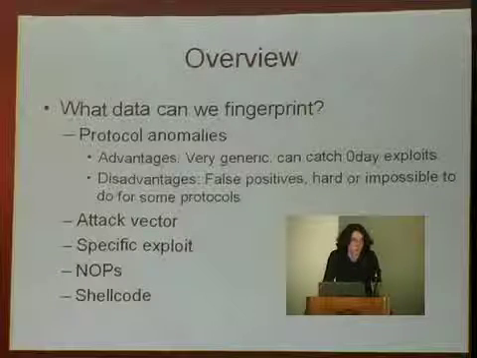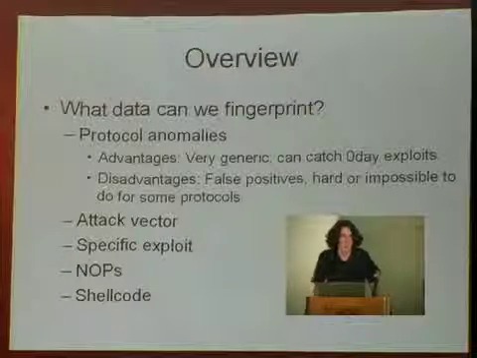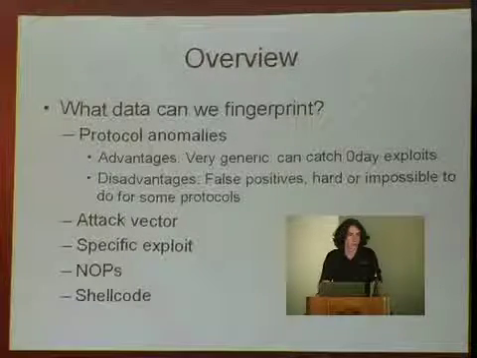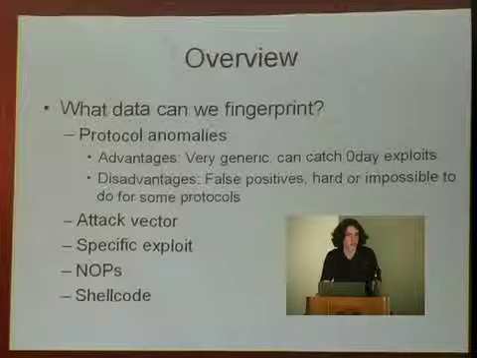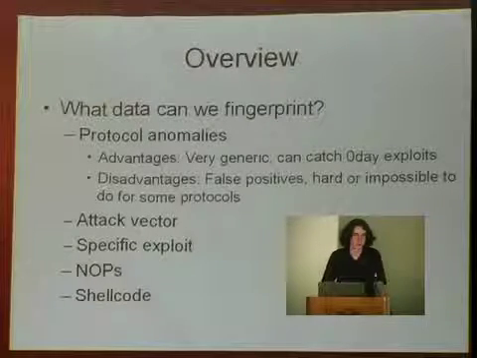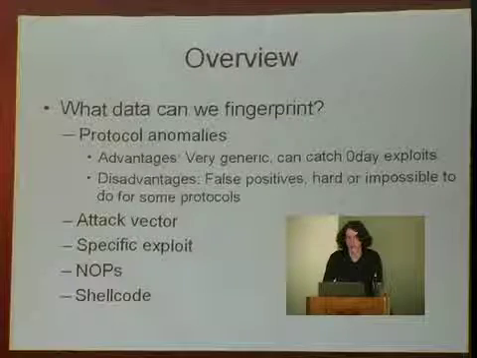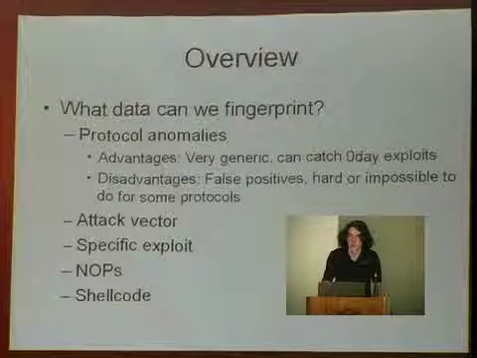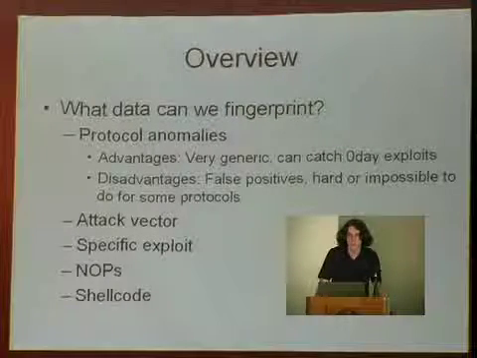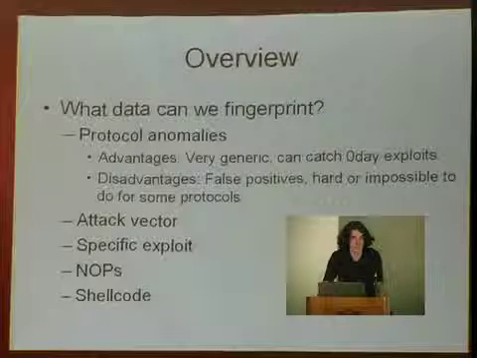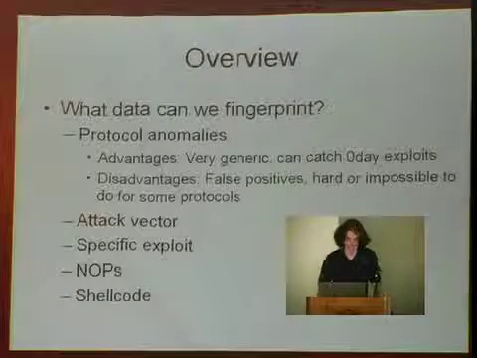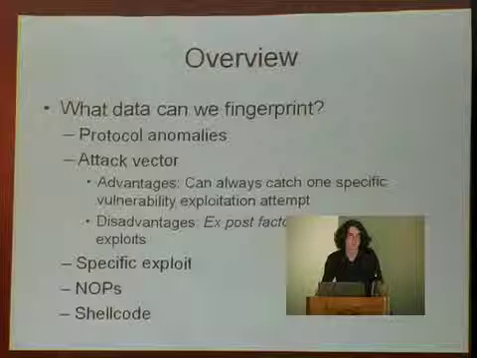The advantage of fingerprinting protocol anomalies is that it's very generic and it can catch a lot of zero-day, because a lot of times you just can't avoid having long binary strings. There's just nothing you can do about it. The disadvantage is that it creates a lot of false positives. Not every strange little thing going on is necessarily an exploit attempt, so you might have to do a lot of digging if you have a lot of protocol anomalies going on. It may also be hard or impossible to do for some protocols. If you're doing encrypted links, it's going to be pretty hard to do any sort of protocol anomaly detection there.